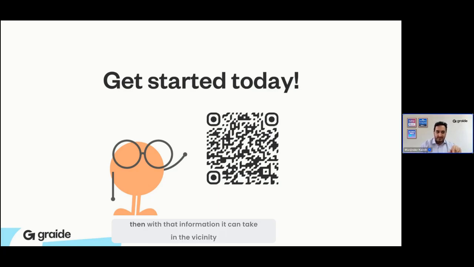And then with that information, it can take in the vicinity of 10 to get started for each comment, but it can even be as low as 5 or 4. It really, really does depend. And then the second part of the question is, if it gives a higher than expected numerical grade, can you change it? So the short answer to that is yes, and it will learn from that change as well. Yeah, that's pretty much the answer.